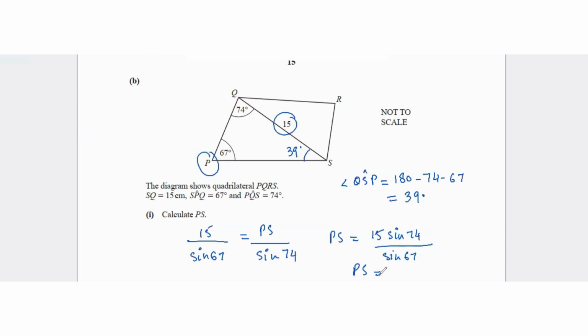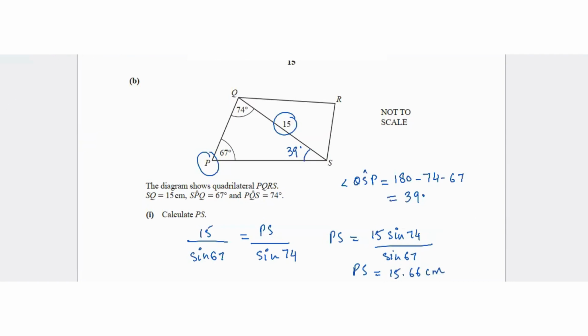Plug this in the calculator. So 15 sine 74 divided by sine 67, and that is 15.66 centimeters.